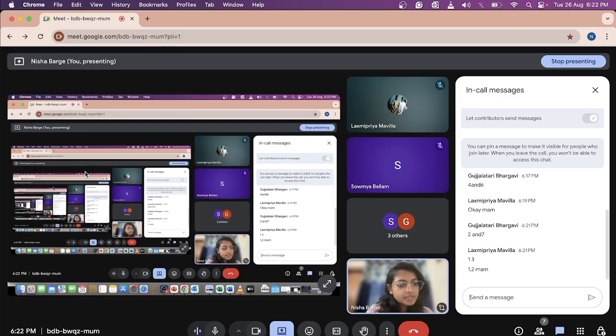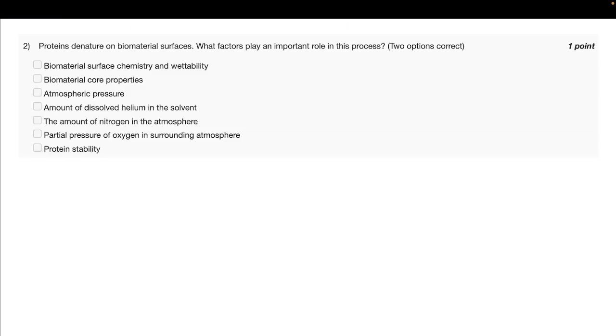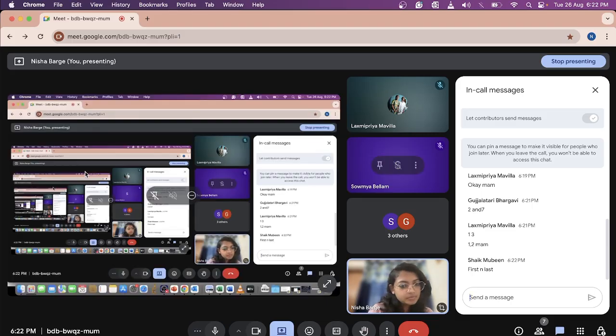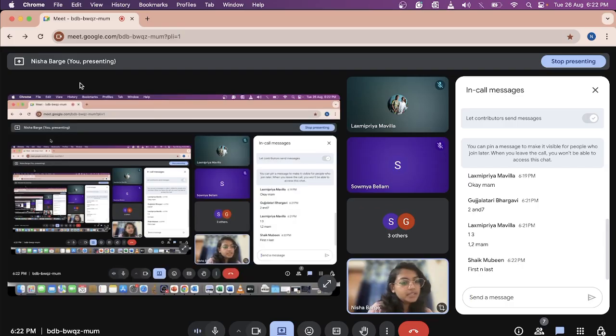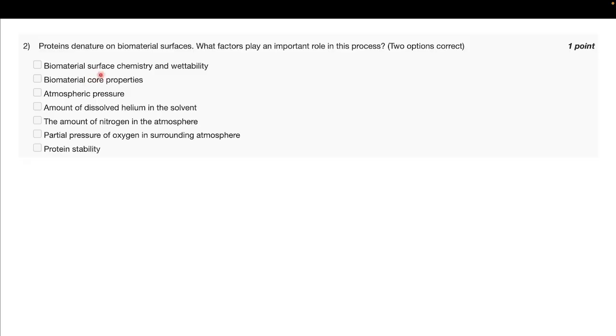Okay, someone is answering one and two, first and last. One is biomaterial surface chemistry and mutability, biomaterial core properties. Okay, somebody else has answered first and last. Surface chemistry and mutability and protein stability. Okay, anybody else? Thank you all for responding.